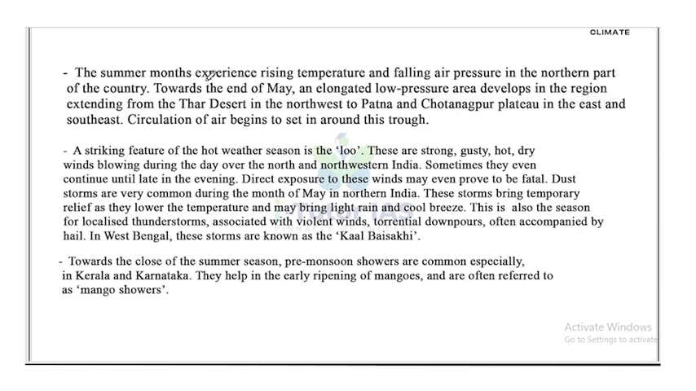The summer months experience a rising temperature and a falling air pressure in the northern part of the country. Towards the end of May, an elongated low pressure area develops in the region extending from the Thar Desert in the northwest to Patna and Chotanagpur Plateau in the east and southeast. So circulation of air begins to set in around the trough.